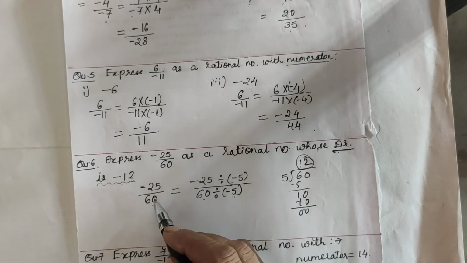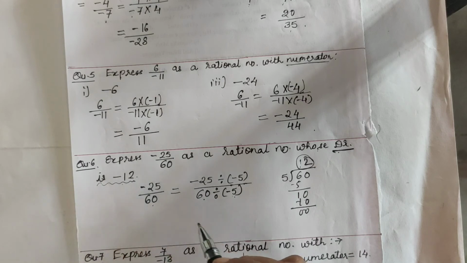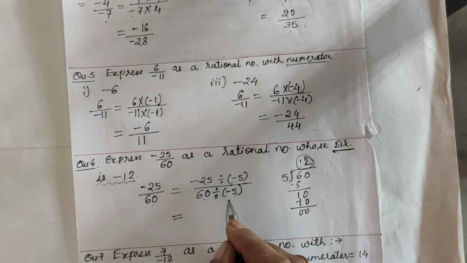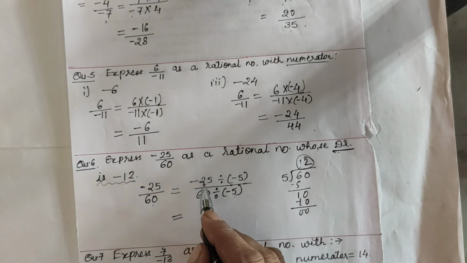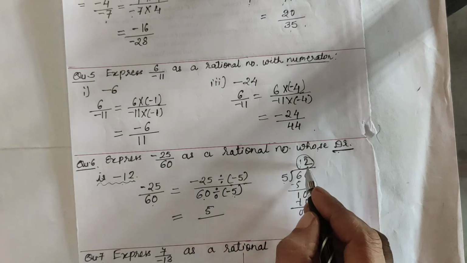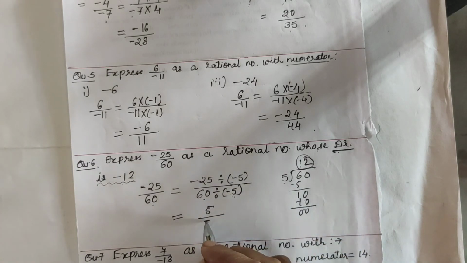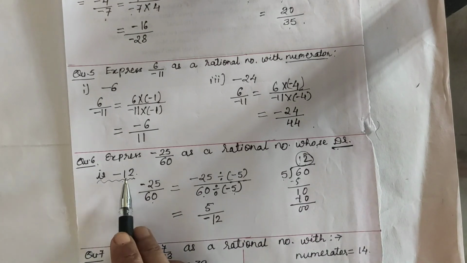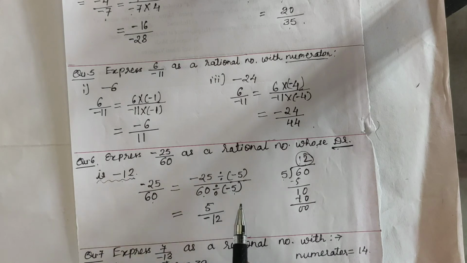Okay, so 60 when you divide by 12, you are getting what? 5. Sorry, yes, 60 divided by 12 is 5. Now minus 25 by minus 5 is what? 5. When you divide 60 by 5, what you are getting here? 12, minus sign is there, and see you are getting the answer. Okay, understood? So when the number is decreasing, it means division is done, and by what it is divided, that you have to find.